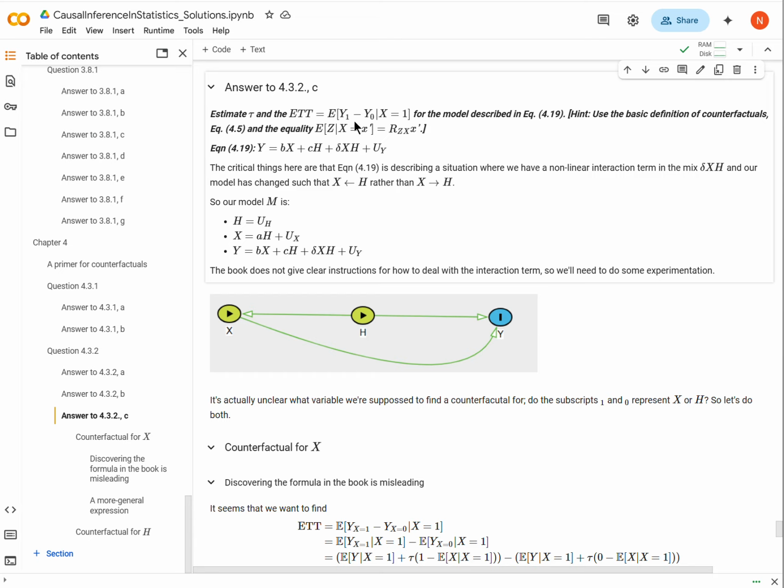Also, the book doesn't really say whether the counterfactual should be based on X or H, so we're going to do both. It's probably X, but that's fine.